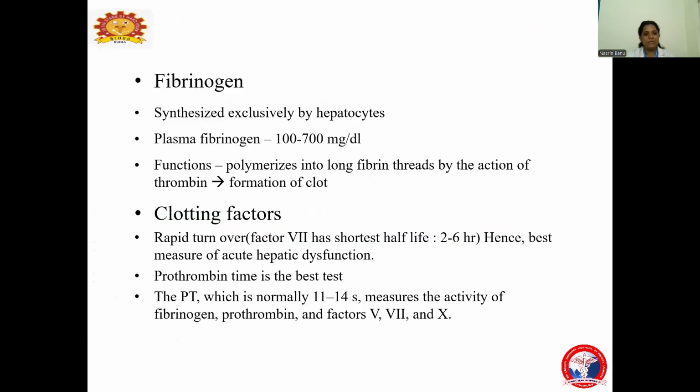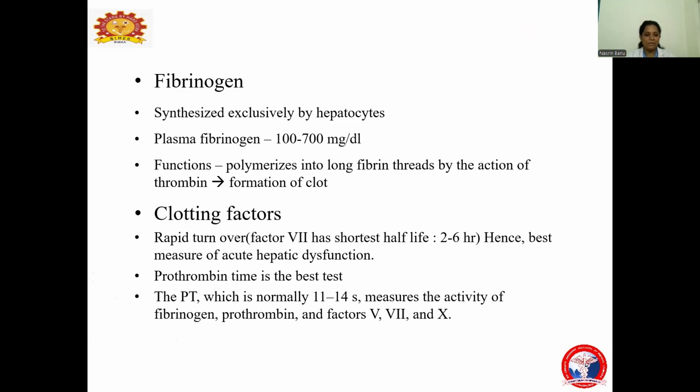Fibrinogen is synthesized exclusively by hepatocytes. Plasma fibrinogen levels are about 100 to 700 milligram per deciliter. The function of fibrinogen is that it polymerizes into long fibrin threads by the action of thrombin, and this results in the formation of clot. Clotting factors have rapid turnover, that is, factor 7 has the shortest half-life, 2 to 6 hours, hence the best measure of acute hepatic dysfunction.